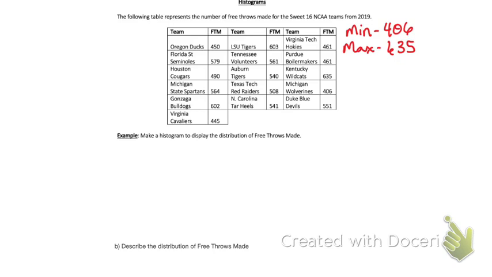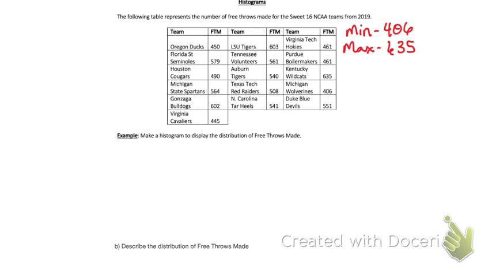So what spacing do you think would be a good idea? How much should we go by? What do you think? Any ideas? 5s, 10s, 15s, 20s, 25s, 30s? What do you want to go by? You want to go by 20s? 10s? 20s?